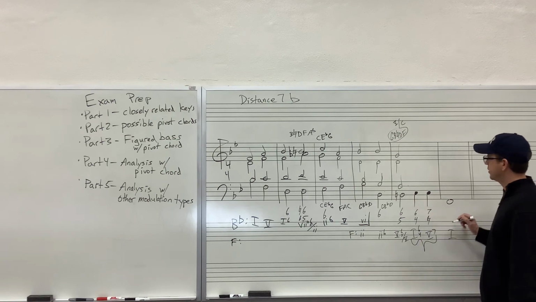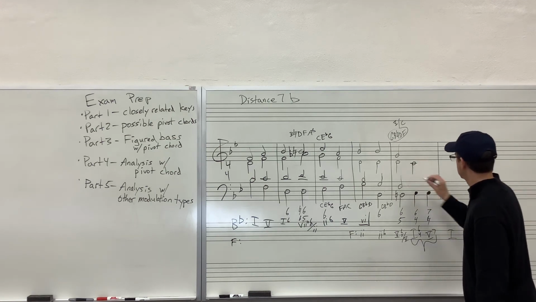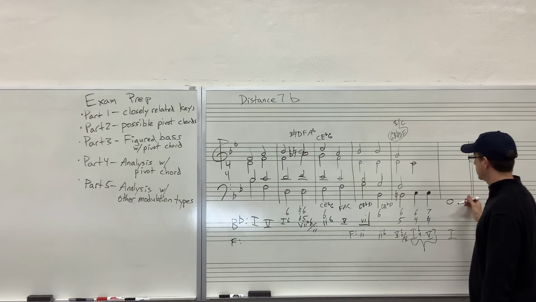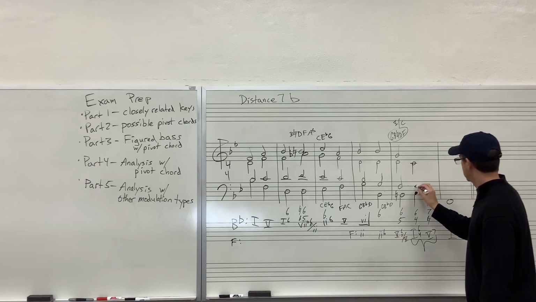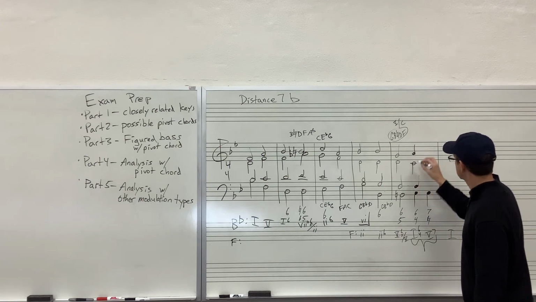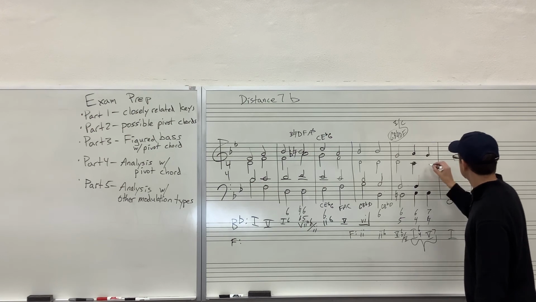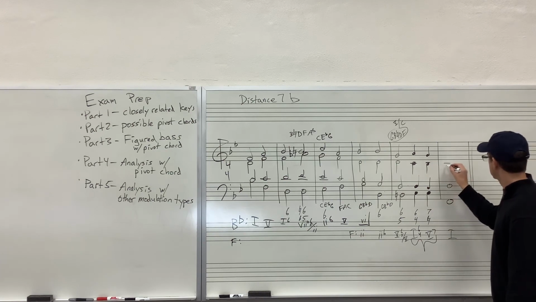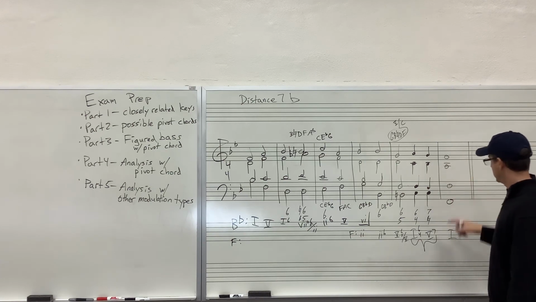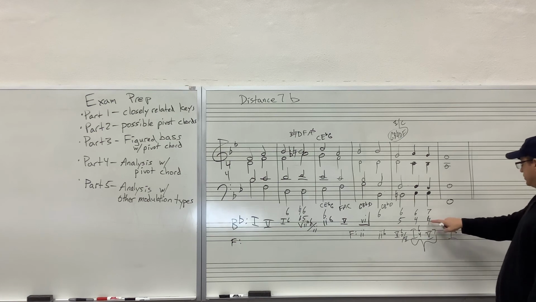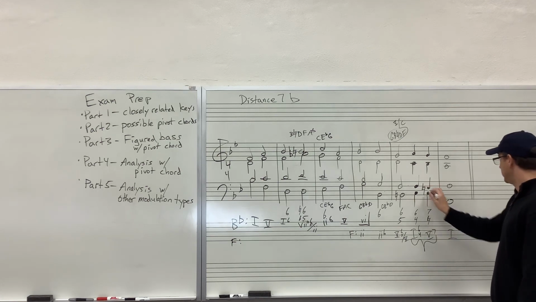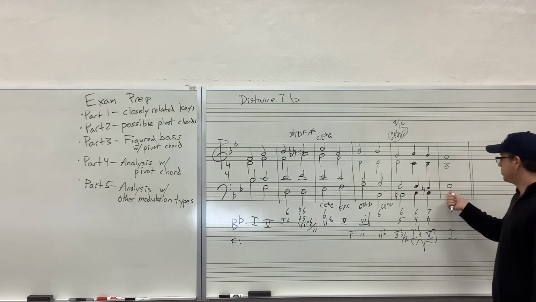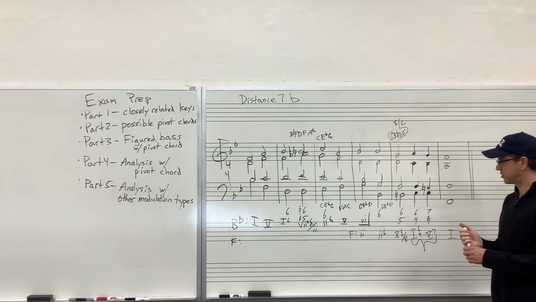We need to double the bass. And we need to make sure that this gets in there. Third above the bass is E natural. Keeping in mind, if we're in F major, we expect to see E natural in there, not E flat.